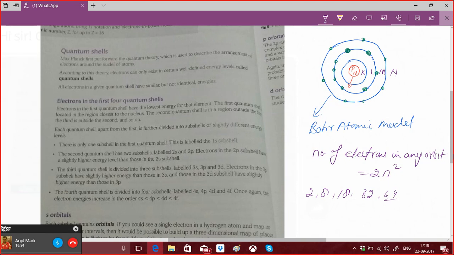So that means now, with respect to every shell, there are correspondingly four subshells, okay? The orbit is called a shell, and inside the orbit there's a subshell. Yeah, okay.